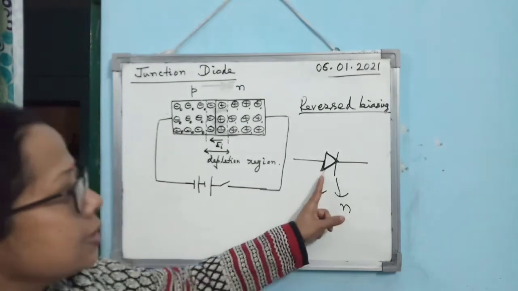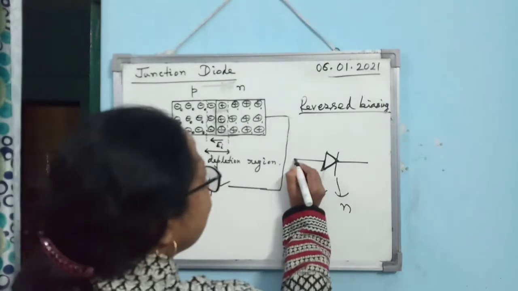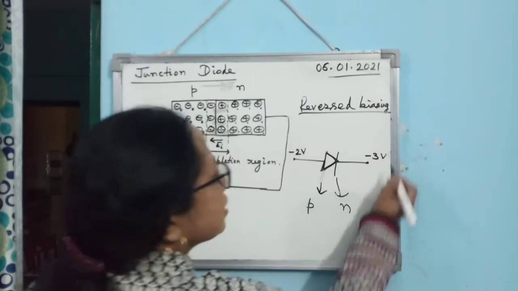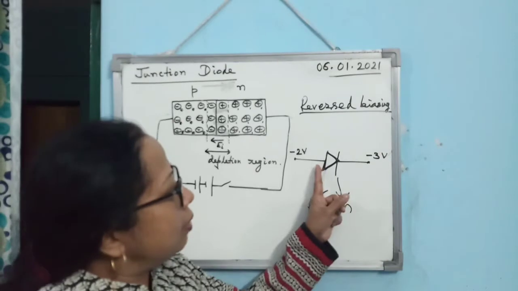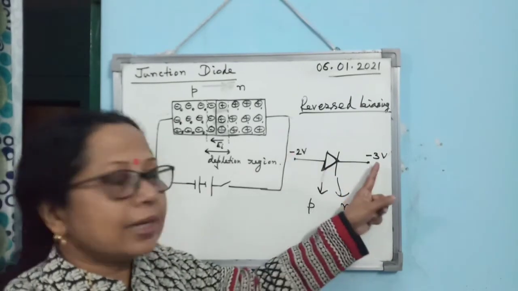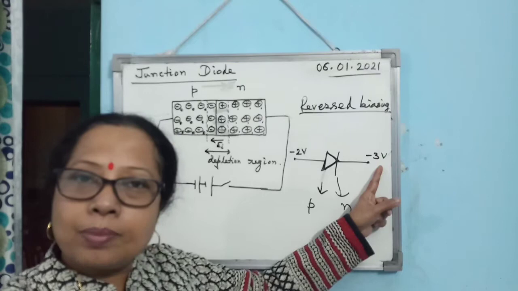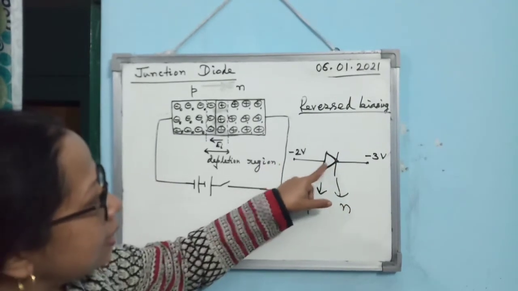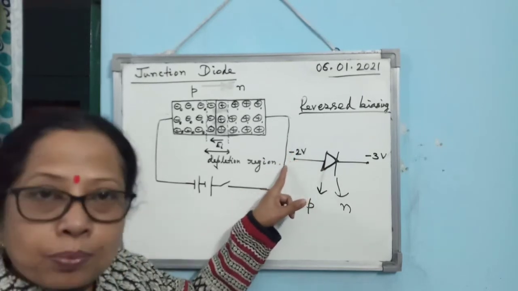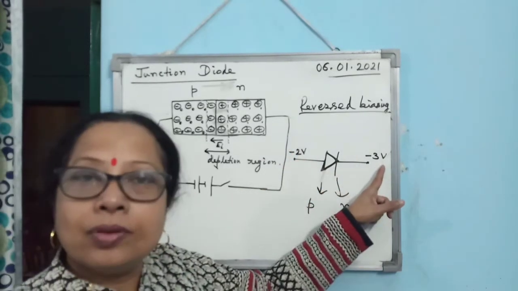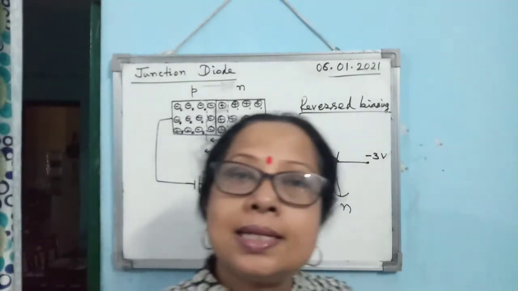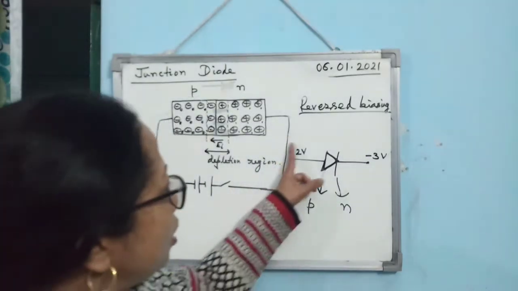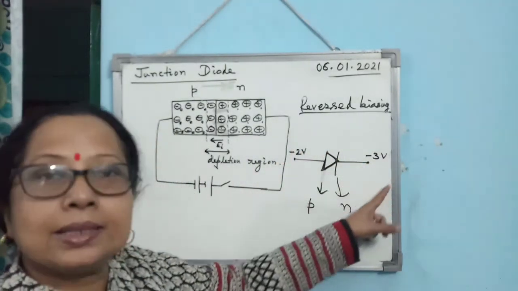Now, if you consider a PN junction diode where this side is at minus 2 volt and this side is at minus 3 volt, then both the P and N regions are connected to negative potential. Do you think it is not forward biased? Yes, it is forward biased. Why? Look at the diagram: the P region is less negative, more positive, and the N region is more negative. When the P region is at higher potential, the diode is forward biased.